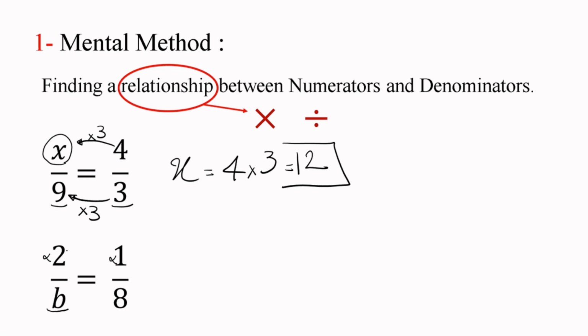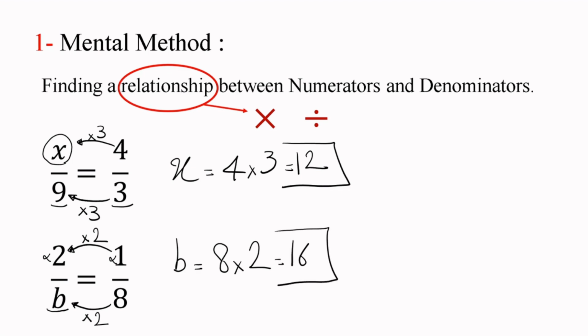Yes, of course. I can say if I multiply 1 by 2, I'm going to have 2. And I can realize that I'm going to have the same relationship for the denominator. So I must multiply 8 by 2 as well. Therefore, b is equal to 8 times 2, which is 16.